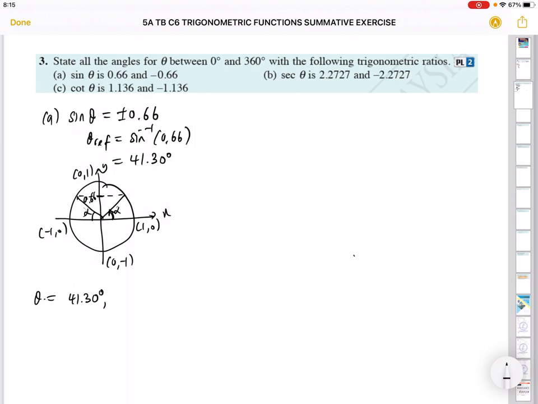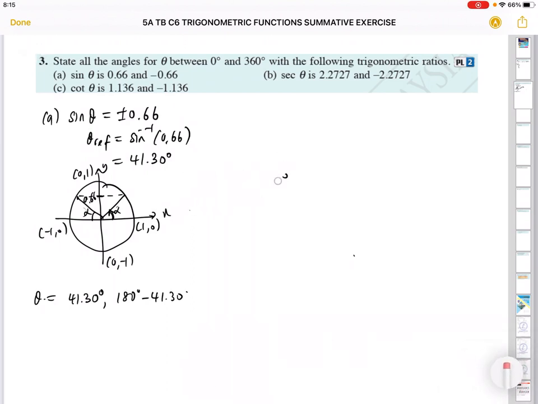And if it's in quadrant 2, we have to take 180 minus 41.30, as I am finding the angle from here to here. This is your reference angle, 41.30. This is your general angle. We need to do 180 minus, as the total angle for a straight line is 180, right? So 180 minus 41.30 gives us the general angle. Okay, but that is only quadrant 1 and 2 for positive sine.